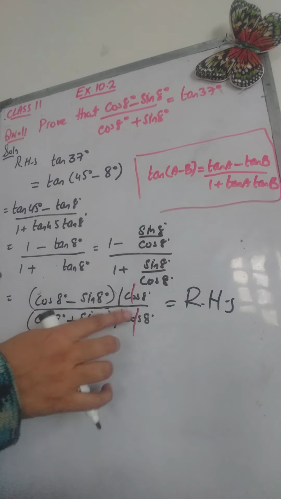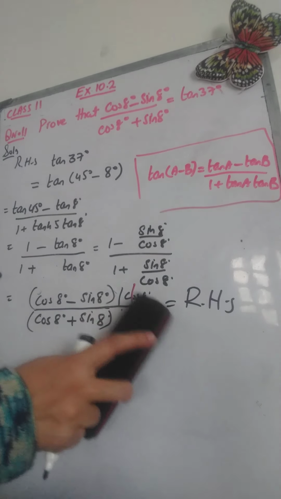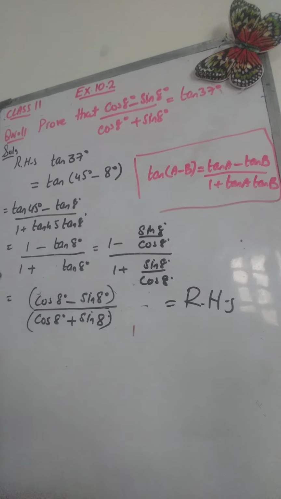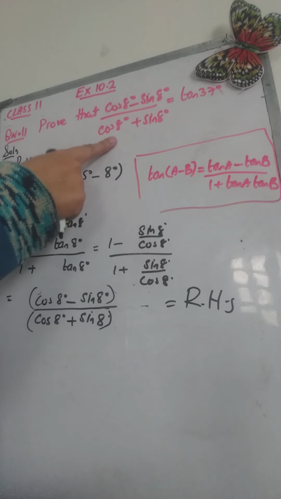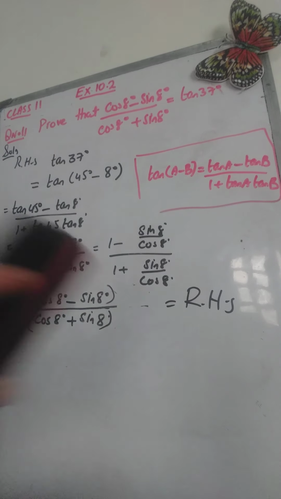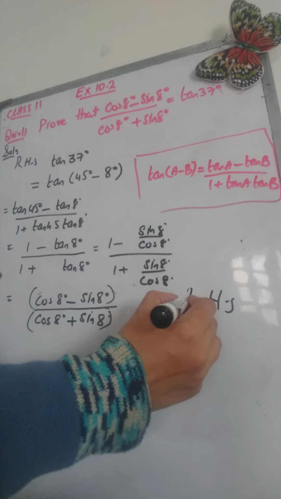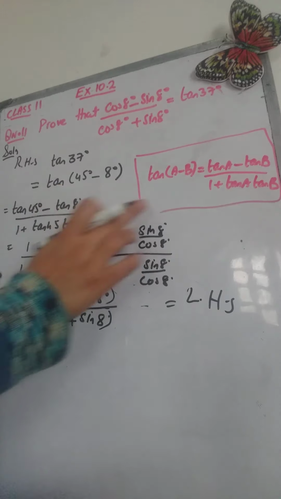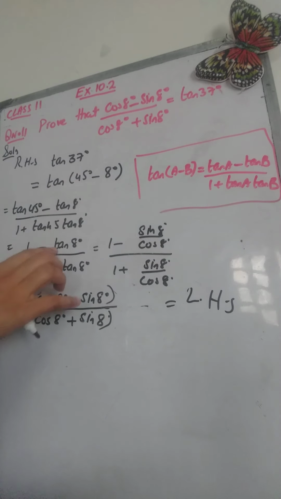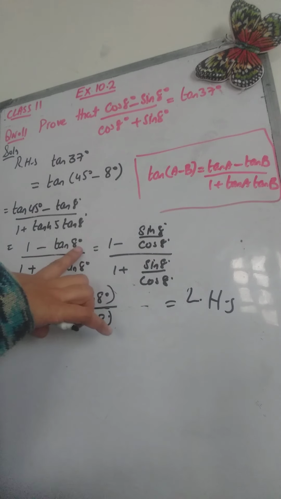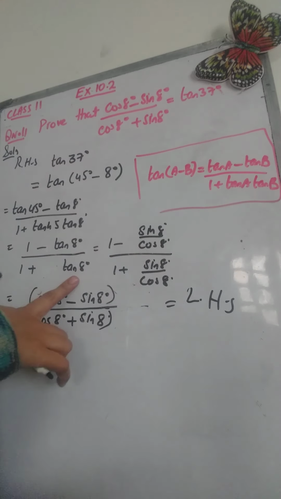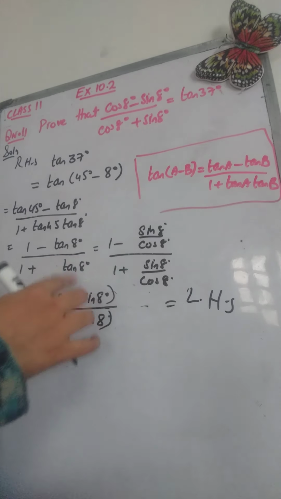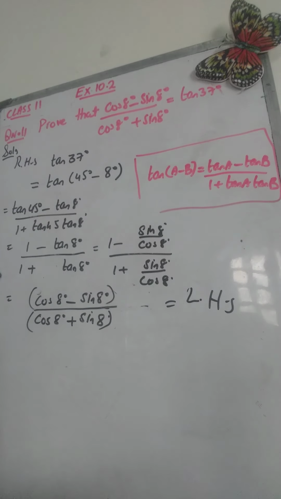After cancelling, this is equal to the same expression as the left hand side. So we started from the right hand side. We first wrote 37 as 45 minus 8. After applying this identity, we got tangent, and we know that on the left hand side we have sines and cosines. That's why I wrote tangent 8 as sine 8 over cos 8. Same is the case in the denominator, and after taking LCM we got the expression on the left hand side, and this completes the solution.